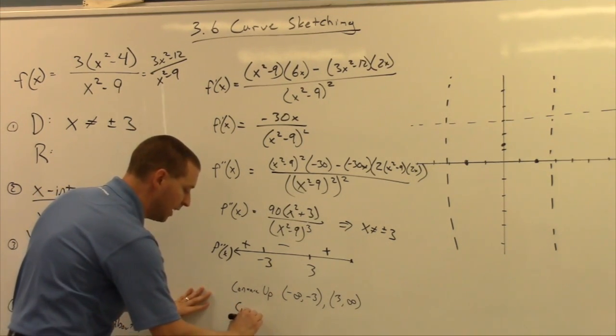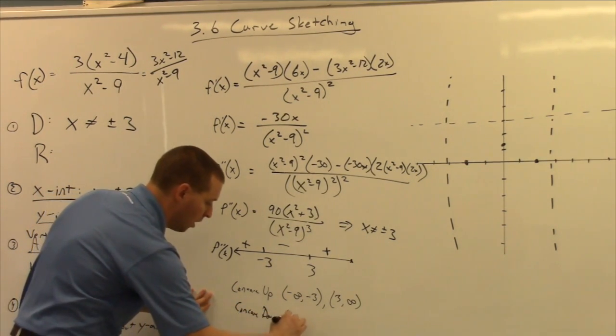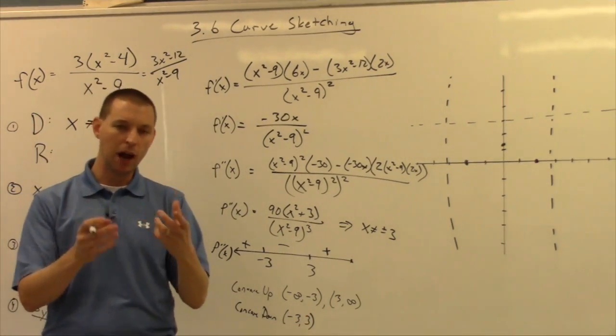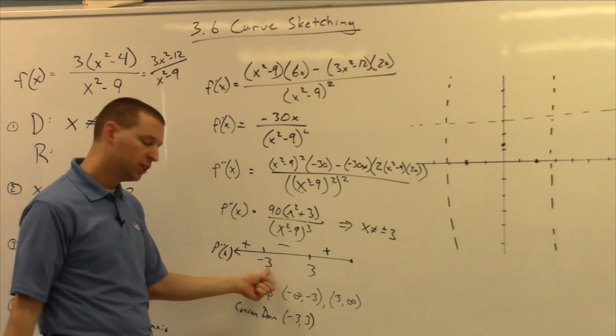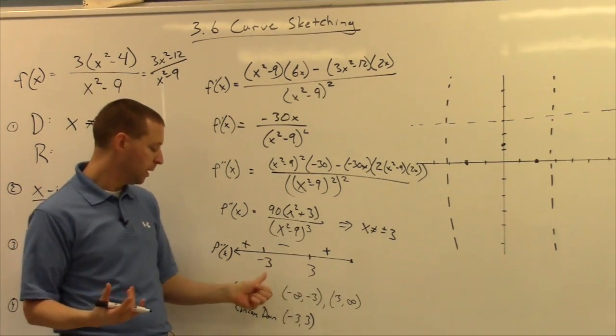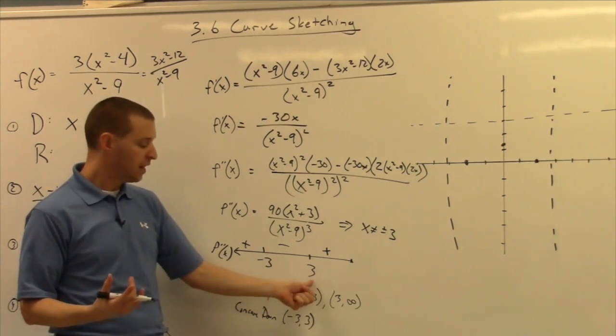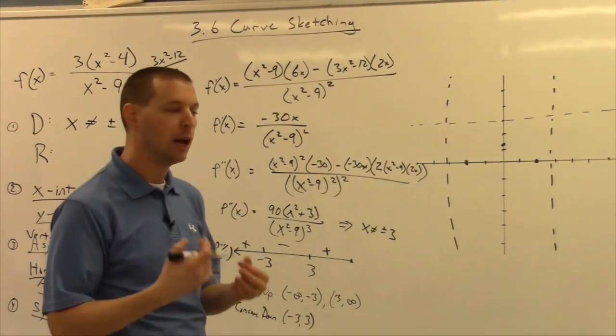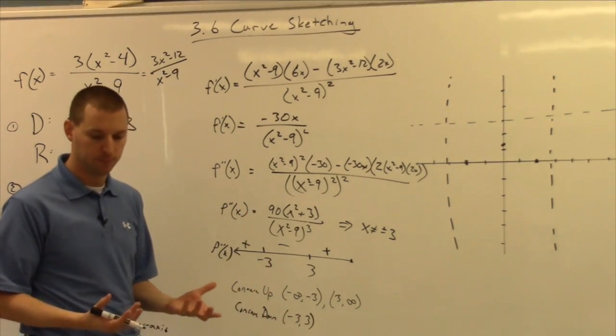And I'm concave down from negative 3 to 3. Now this is an interesting point where I would say, hey, don't I have a point of inflection at negative 3 and positive 3? And the answer is I don't, not in this problem, because that's the asymptote, and that's another asymptote. So I can't have a point of inflection at an asymptote. But I will notice a change in concavity there.